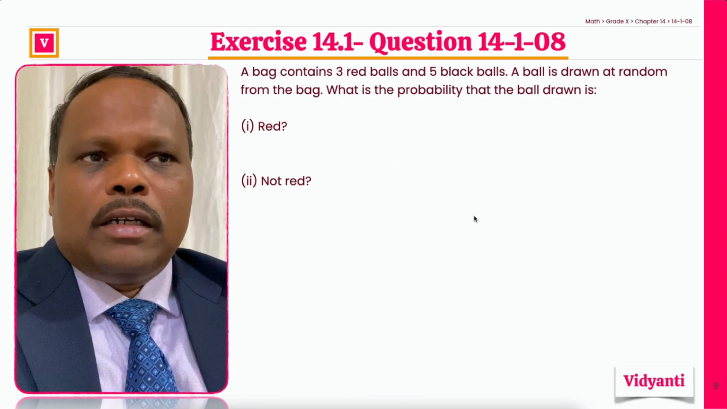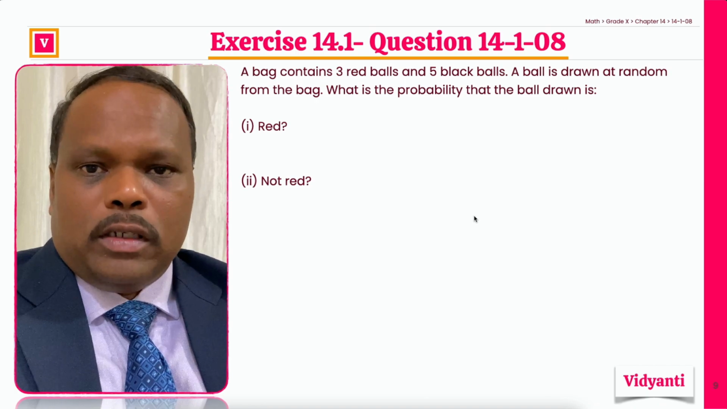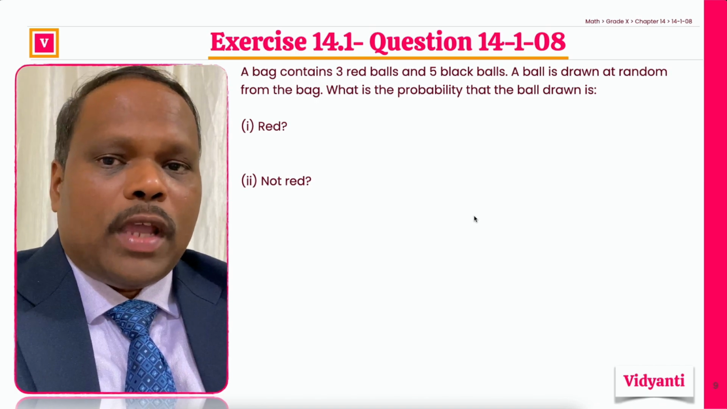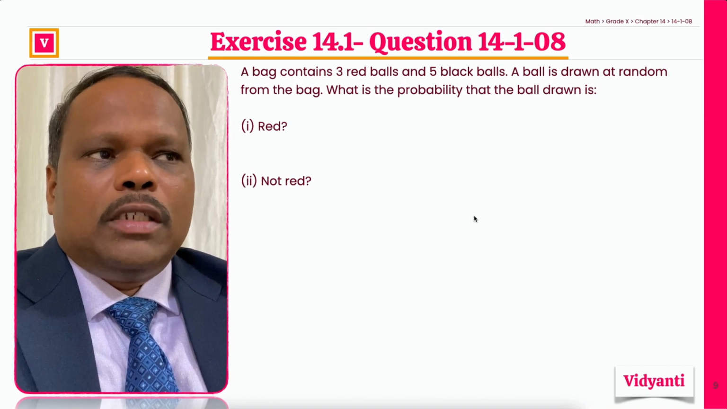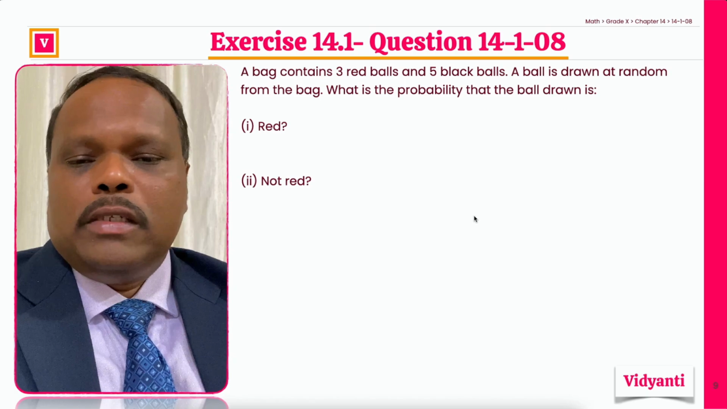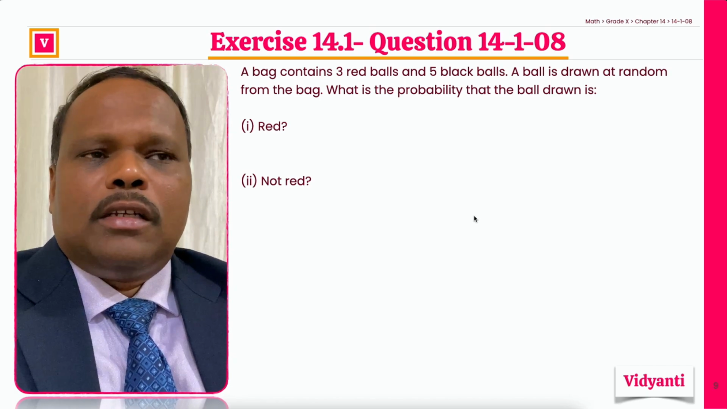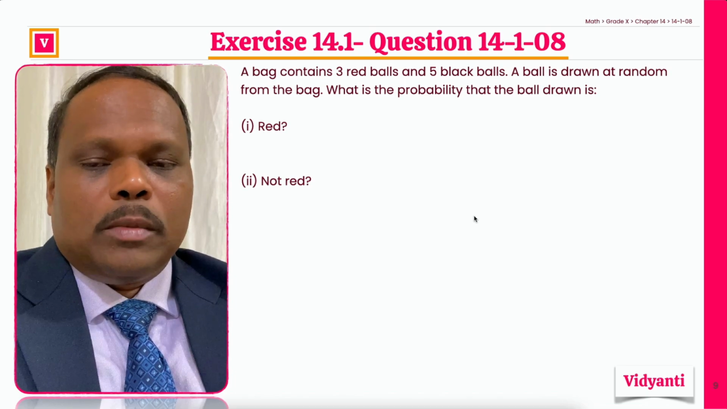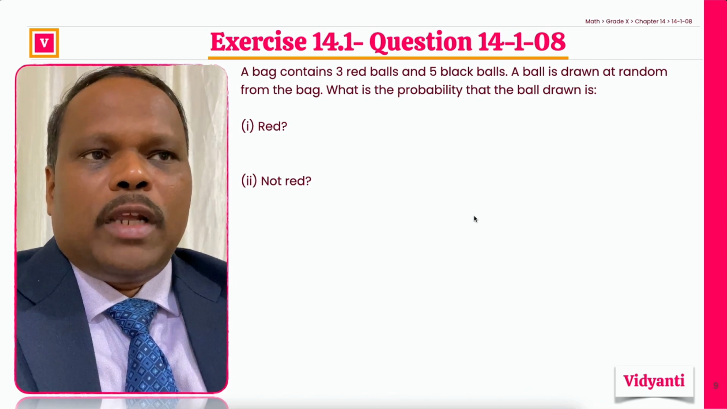A bag contains 3 red balls and 5 black balls. Okay. So altogether we have 8 balls. A ball is drawn at random from the bag. What is the probability that the ball drawn is red, and not red? Now here the sample space is 8 balls because we have altogether 3 plus 5 balls, which is 8. And out of that, 3 are red.